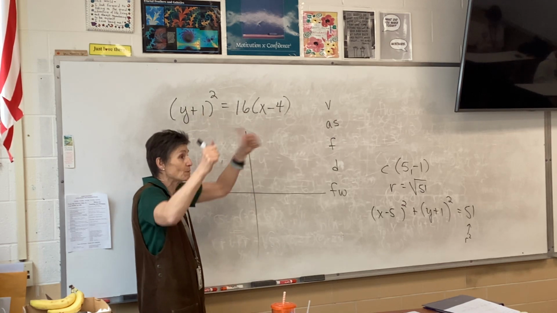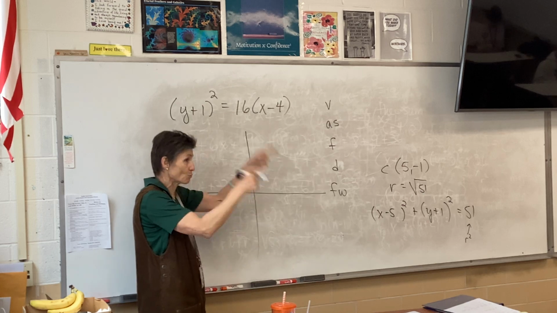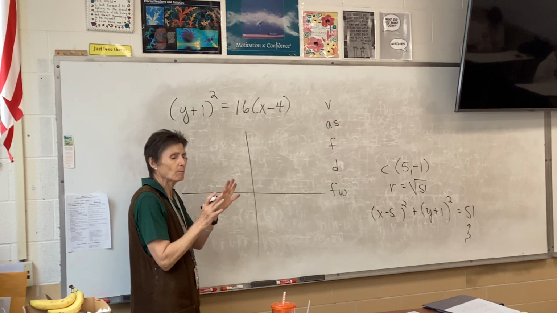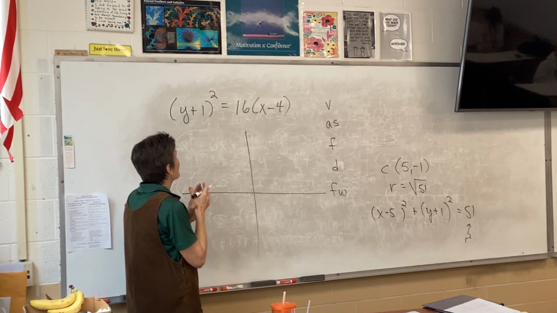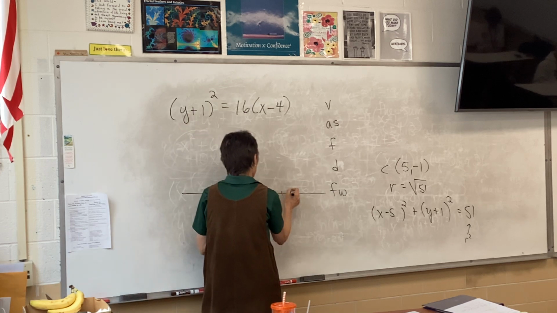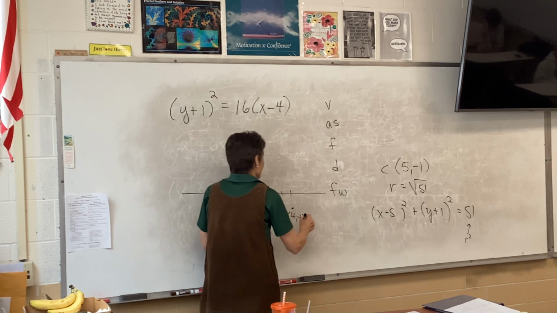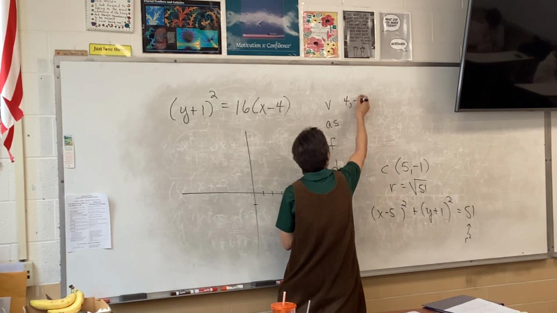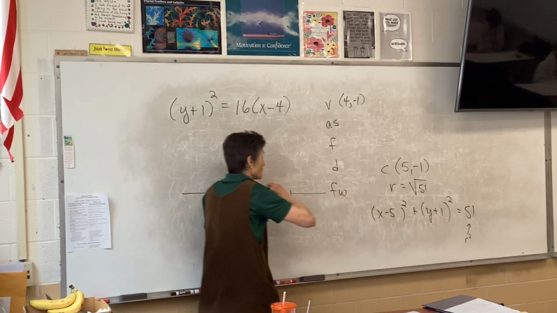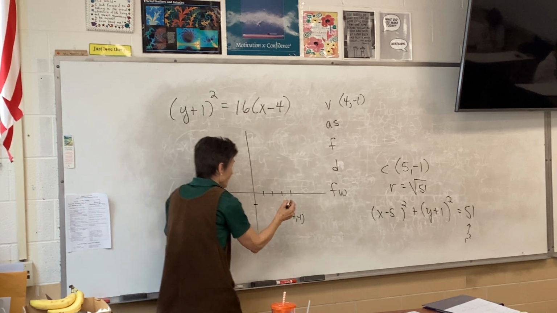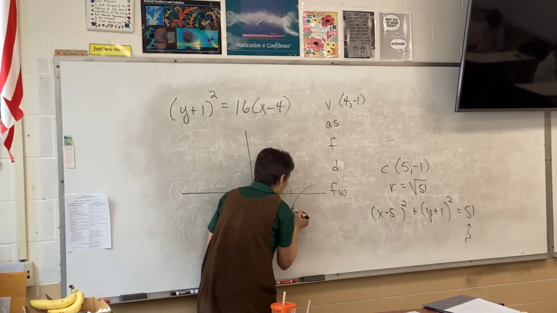Yes, we got it right. Y squared positive is right, but I need to know my starting point. Where's my vertex? 4, -1. Perfect. 4, -1. Remember, when you write a point, it is always x first. So you've got a parabola. Here's the vertex, opens to the right.